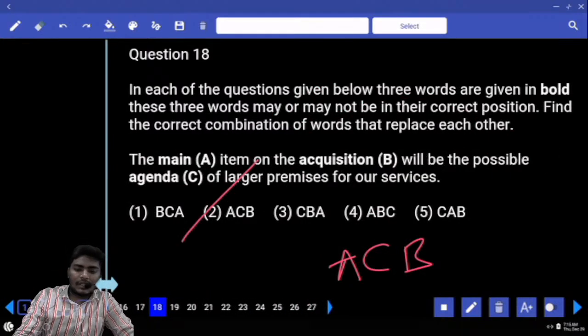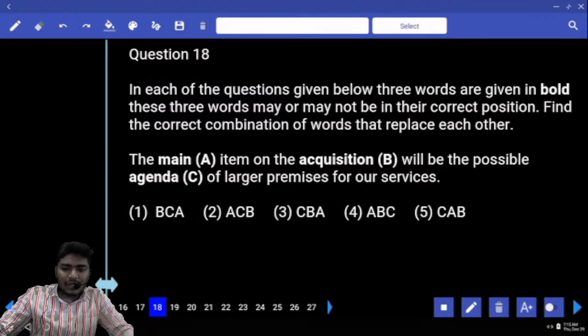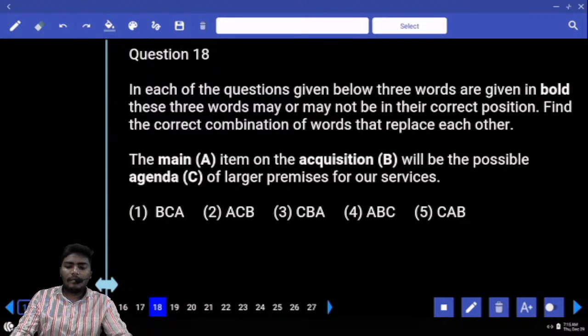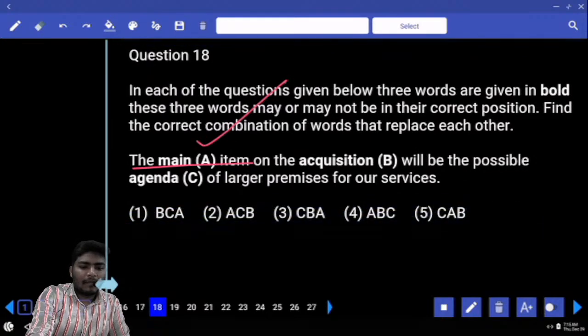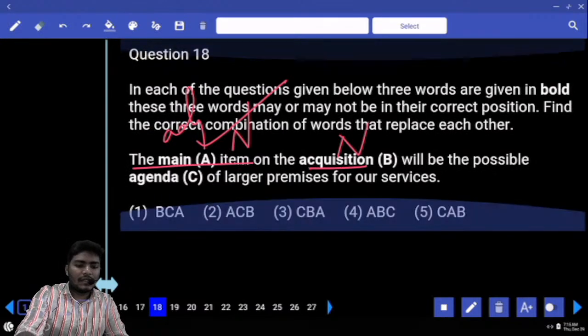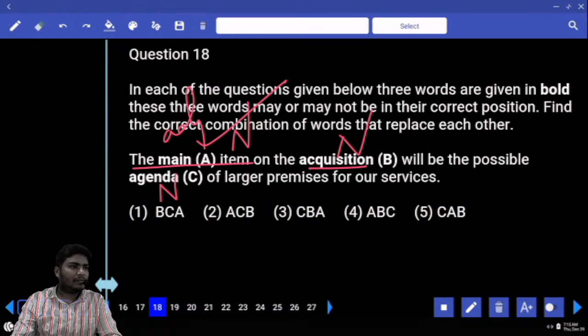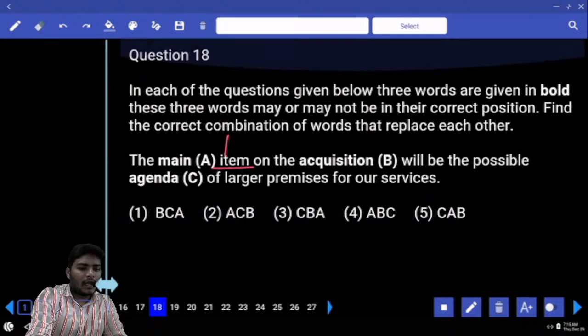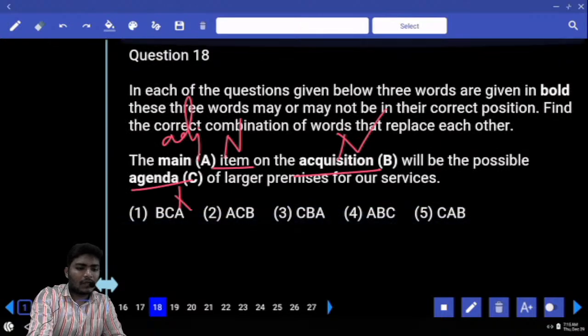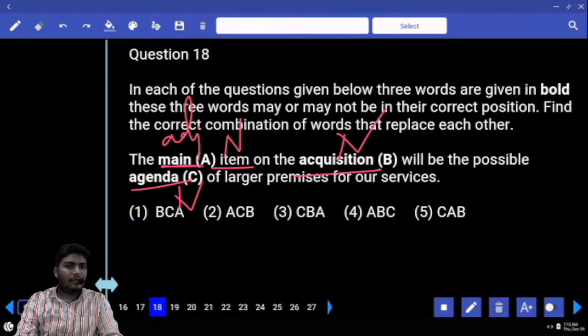Second one. Move to 18. The main item on the acquisition will be the possible agenda of larger premises for our services. The main item, is that okay? The main item. Item is a noun form, main is used as an adjective. The acquisition item, acquisition is a noun. Agenda item, agenda is also a noun. What do you mean by that? Item is a noun, main is an adjective, acquisition is a noun, agenda is also a noun. So in this place, what do you need in the first place? Only A is needed. We cannot use any other things.